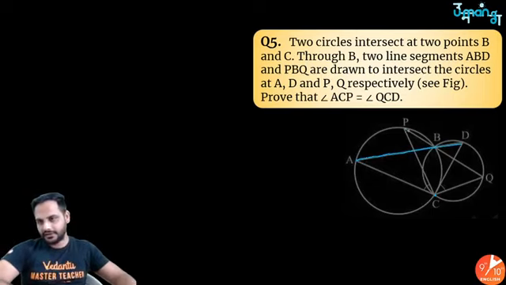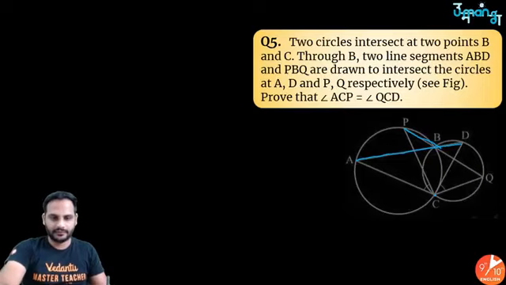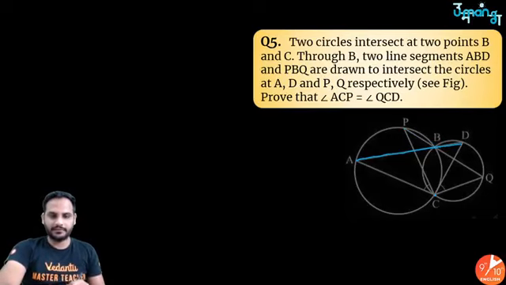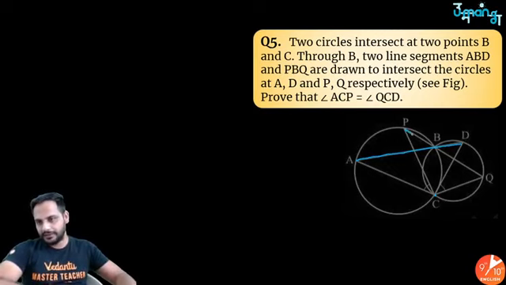Okay. ABD is a complete straight line. PBQ also is a straight line. Got it? This is the information the question is giving you. We take only the information given in the question. So ABD and PBQ are straight lines.